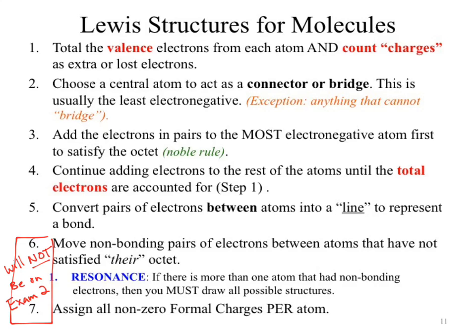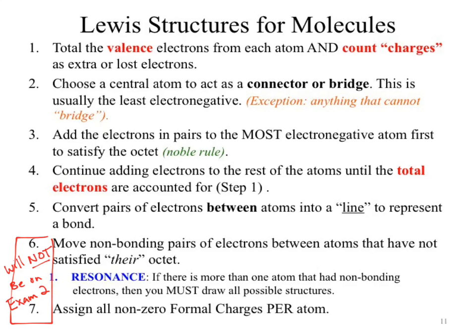Okay? You then want to go through and add electrons in pairs to the most electronegative atom first. Why the most electronegative atom? What does electronegativity measure? The ability to hold bonding electrons. We're trying to describe the bonds. Our most electronegative atom is going to take the most of the bonding electrons. That's its job. Okay? So put them there first.